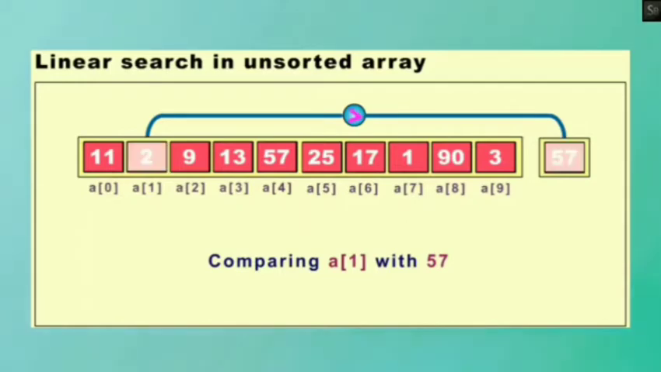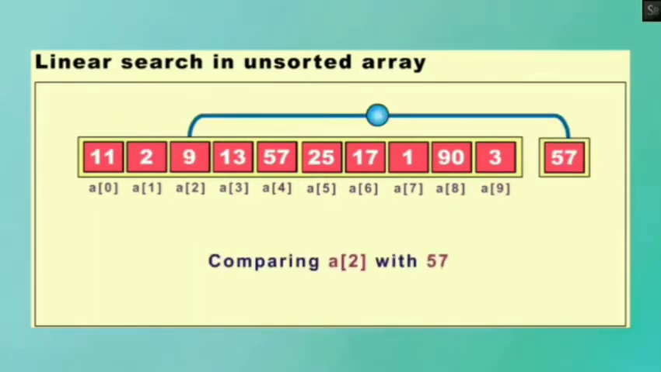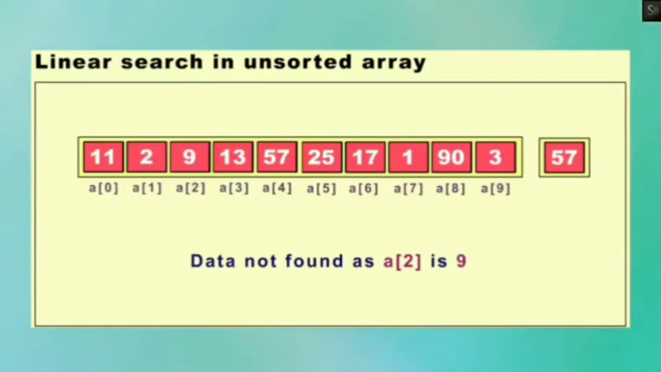So then we'll have a comparison between the second element, that is A of 1. So 57 is not found in A of 1. That means there is no matching found in A of 1 because the element is 2. So next comparison will be with A of 2, that is 9. So 9 and 57 will be compared and there is no match found there.